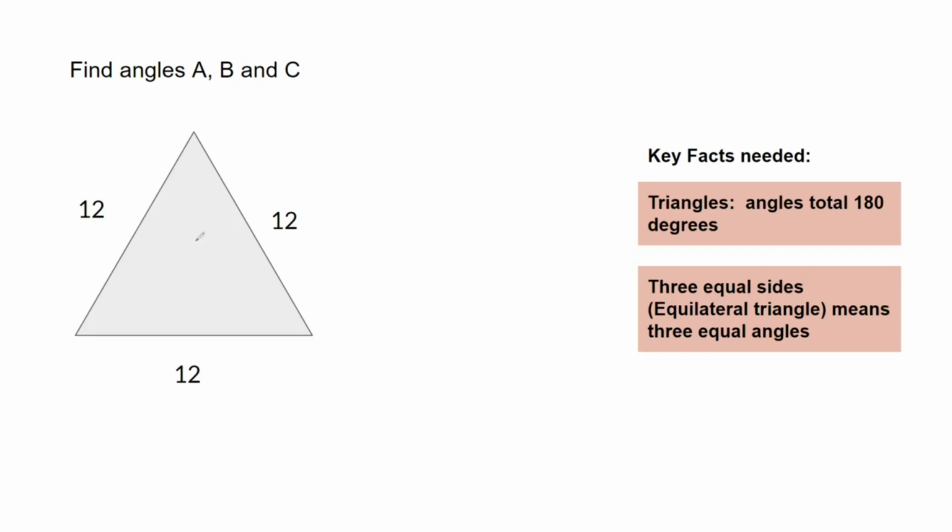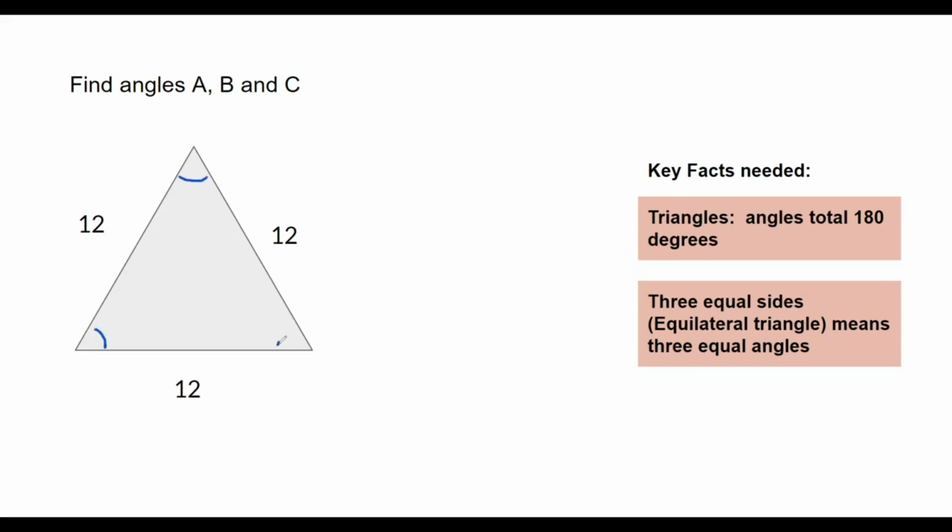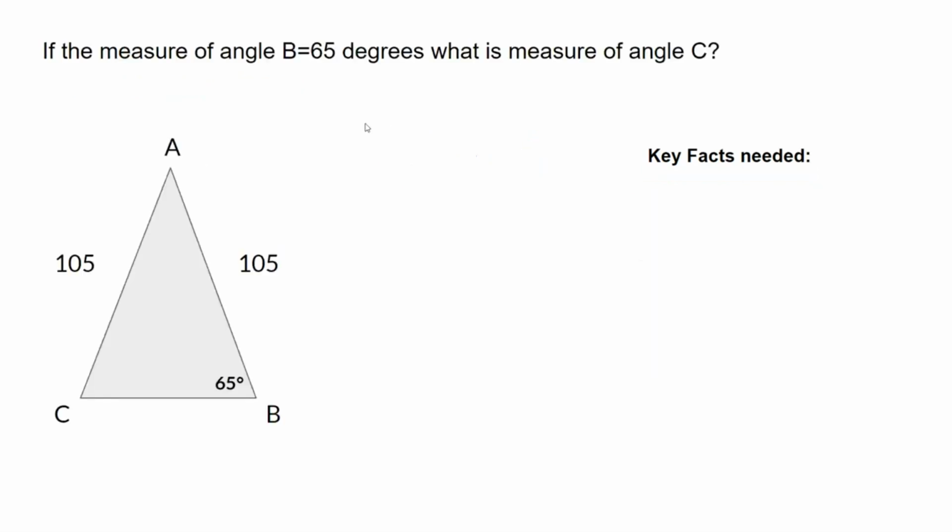This angle and this angle and this angle are equal. And if they all have to be equal and they all have to add up to 180, we can just divide 180 by 3. And those must be 60-degree angles. And that's always true of an equilateral triangle, that the angles will be 60 degrees. It doesn't matter what size it is. Move on to the next question.